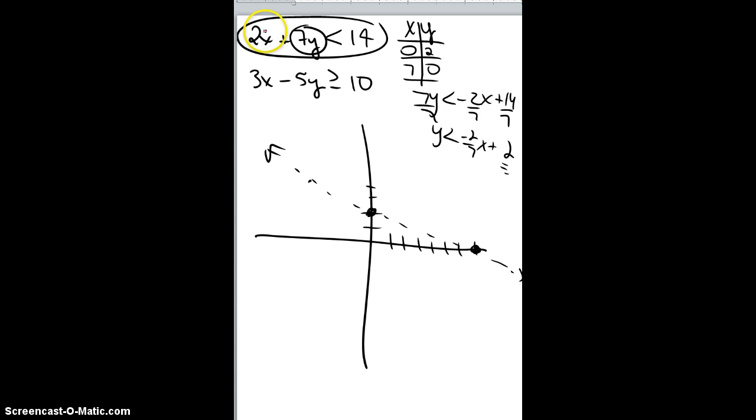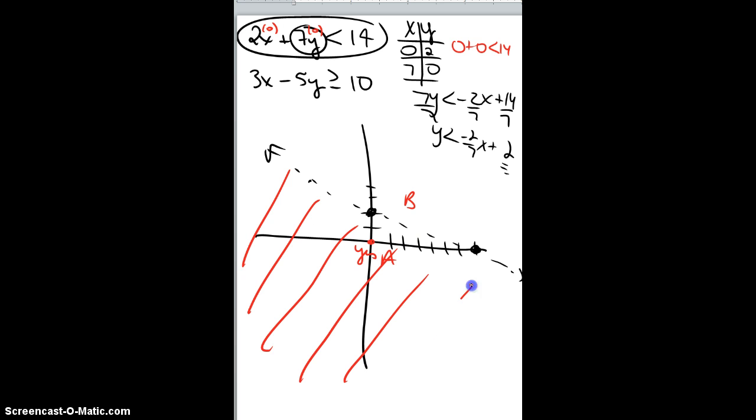To shade, the easiest point to test is (0, 0) if you can. Notice I have A and B, and (0, 0) is in the A region, so I can test it. If (0, 0) is on my line, then I have to pick some other point like (3, 4). If I sub in 0, I get 0 plus 0 is less than 14, which is a true statement, which means yes, that is an answer. So I am going to shade this direction, and B is not even an option for me.